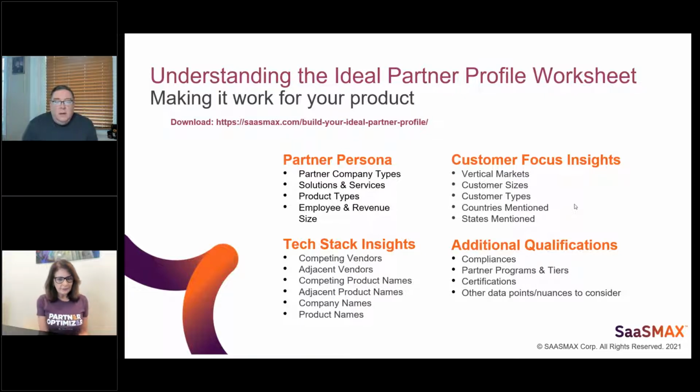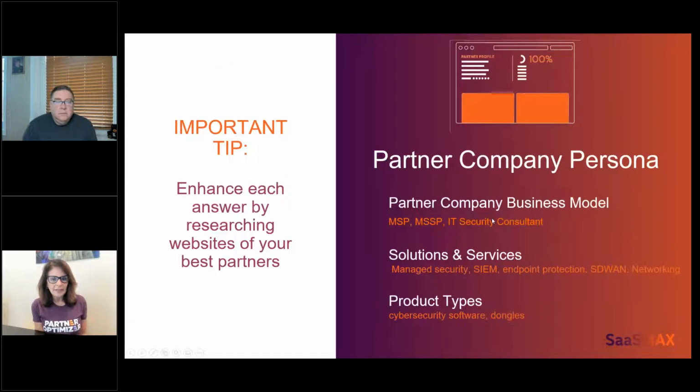So hopefully everyone's gotten a sense of what goes into building an ideal partner profile from putting these down on paper. The next thing that we ask you to do, and we can change the slide now, is to go to some of your best partners. And everyone here pretty much has partners that they already work with, who we hope are active in driving you revenue. And if not, I'm glad you're here too.